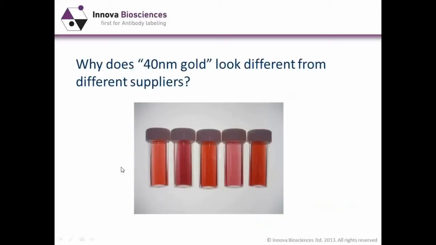So I think the slides you've just seen provide a few clues as to why 40 nanometer gold looks different from different suppliers. Here are just 5 examples, 5 tubes against the white light background, and you can see they don't look the same. This is a bit disconcerting when you first start working with gold, because what if your current supplier runs out of material? It's not such a straightforward matter just getting identical material from someone else. So why do these appearances look different?